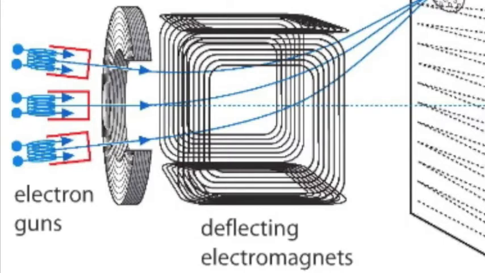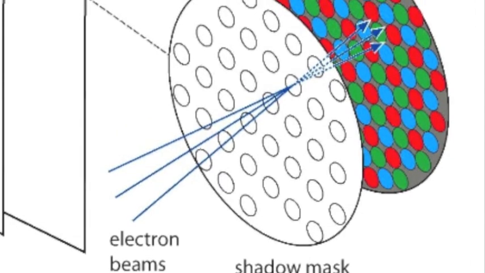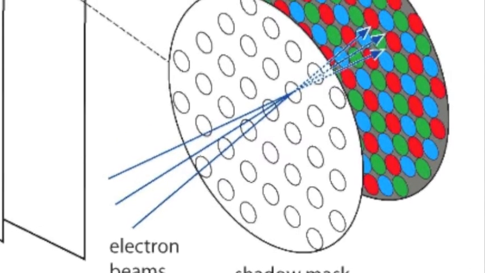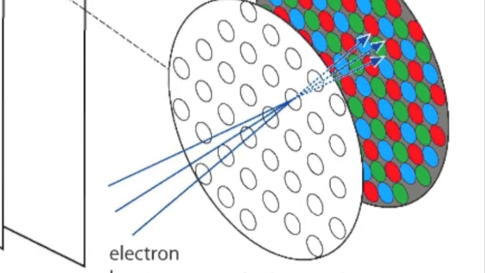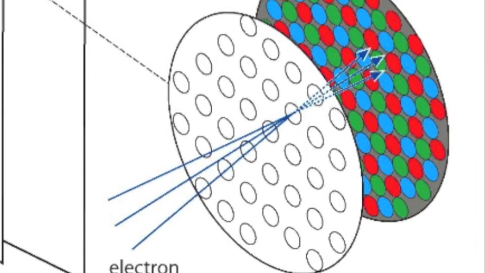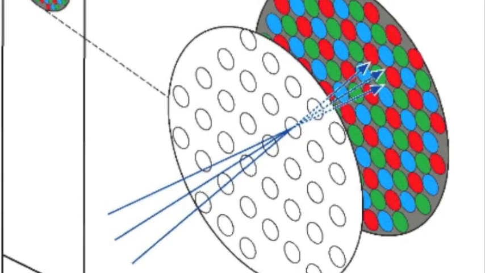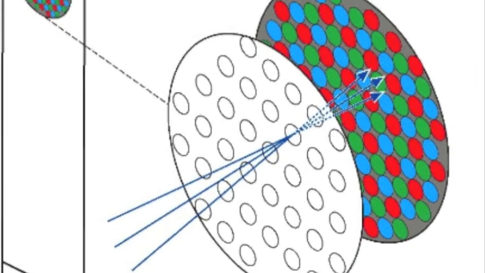In color televisions, there are 3 electron guns, one for each primary color: red, blue, and green. The television screen is coated with dots of 3 different types of phosphor, one for each color. A phosphor is a material that emits visible light when exposed to radiation. When electrons hit these phosphors, they emit either red, green, or blue light.